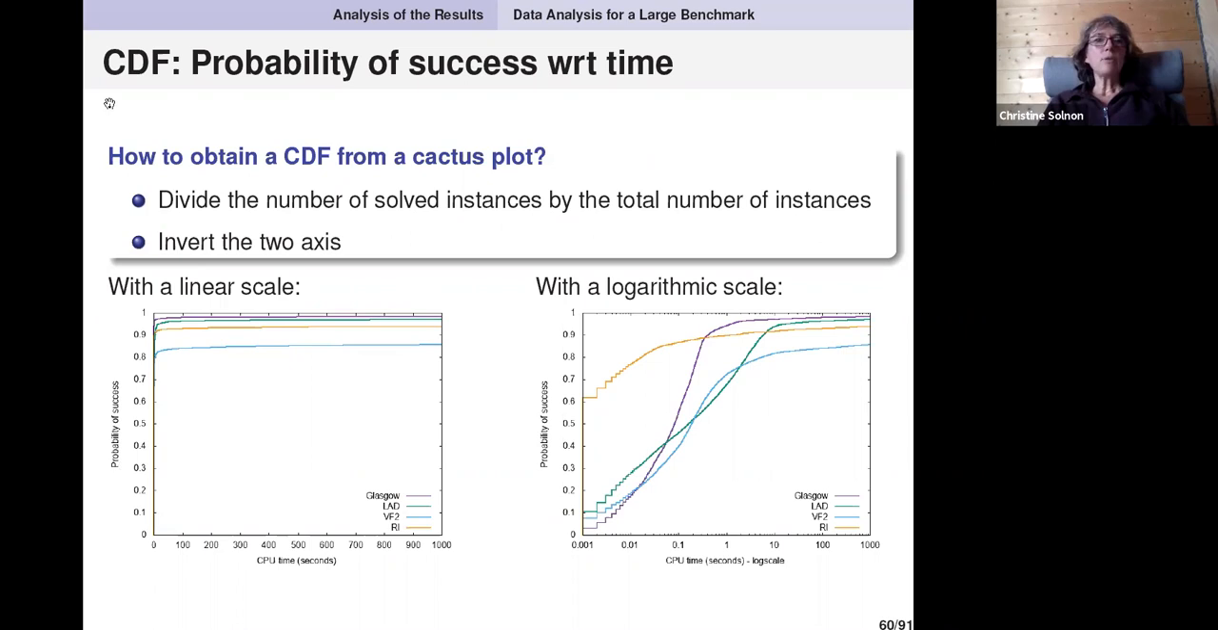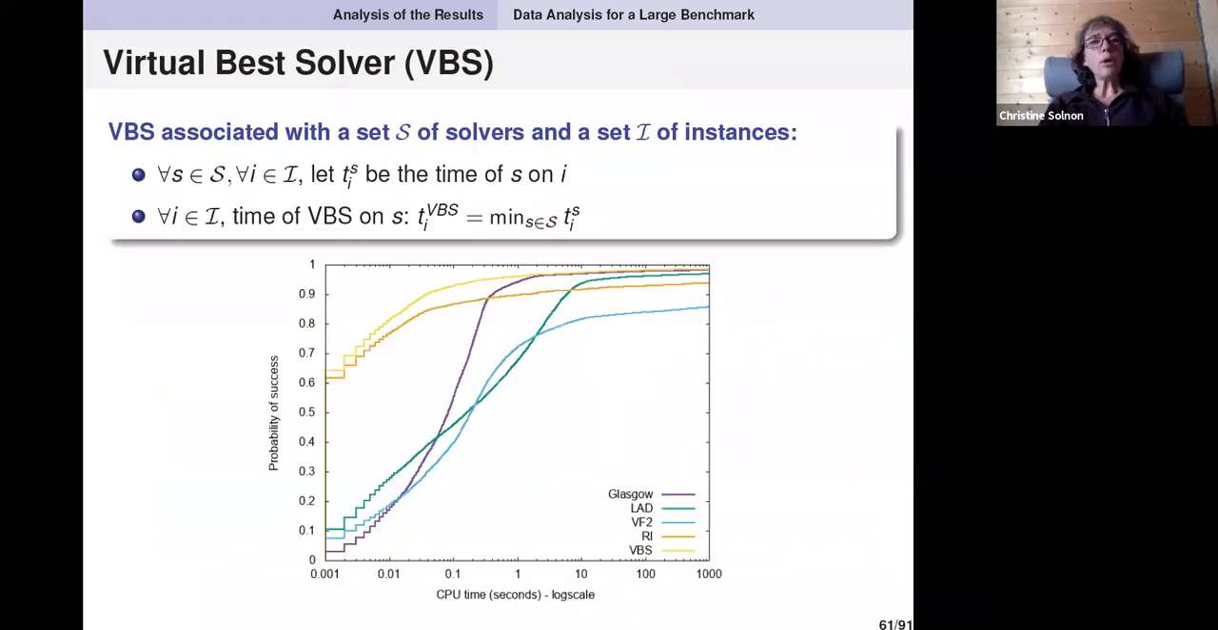Another interesting thing to do is to plot the CDF for the virtual best solver. The virtual best solver is a solver that does not exist. We imagine that this is the solver which obtains the best performance for each instance separately. So for each solver S and each instance I, I note T(S,I) the time of solver S on instance I, and the time of the VBS for instance I is equal to the minimum time over all the solvers. Okay, so that is the VBS.